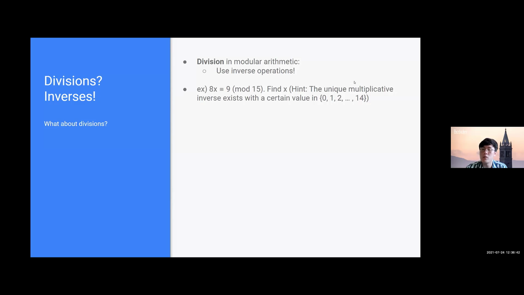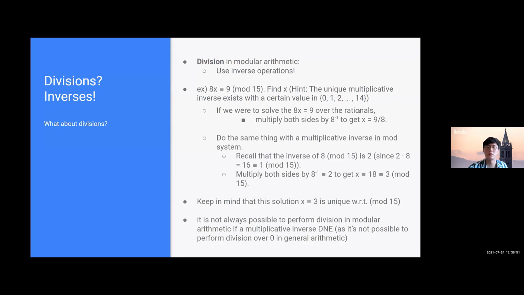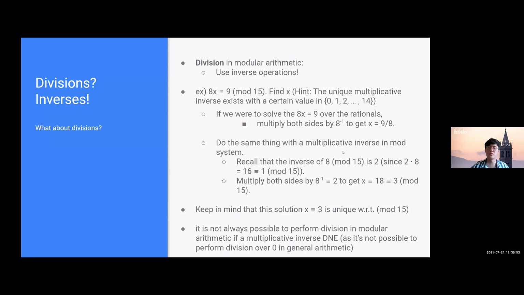It seems like most of you told me the answer is x equal to 3. Yeah, that's perfect, guys. So the process is this. If you were to solve this equation, 8x equal to 9, over the rationals, you just multiply both sides by 1 over 8, right? Sorry, it's 9 over 8. And you do the same thing with the multiplicative inverse in the mod system.